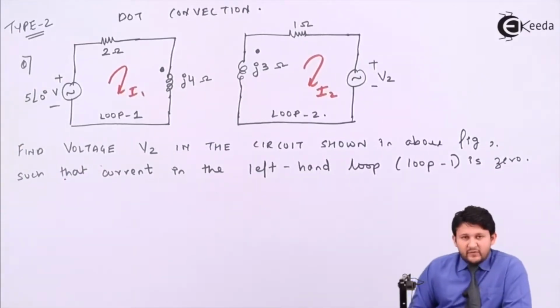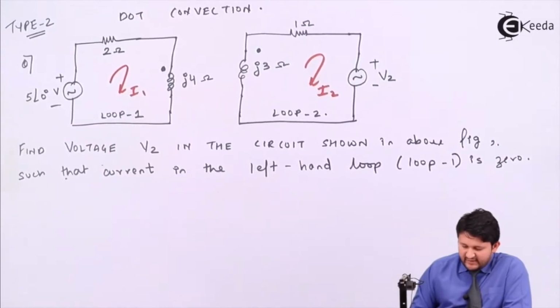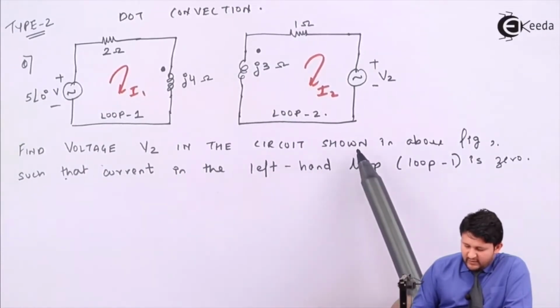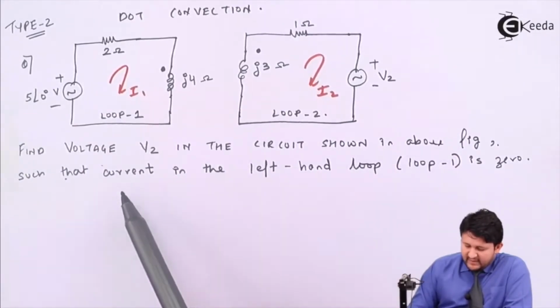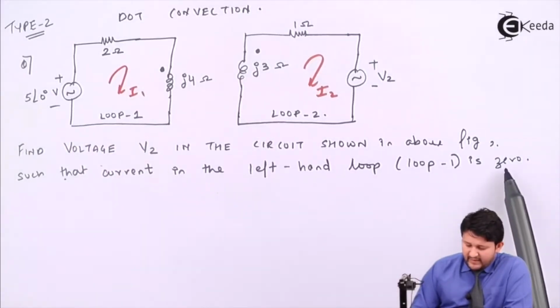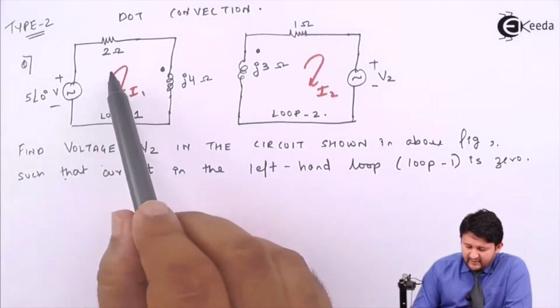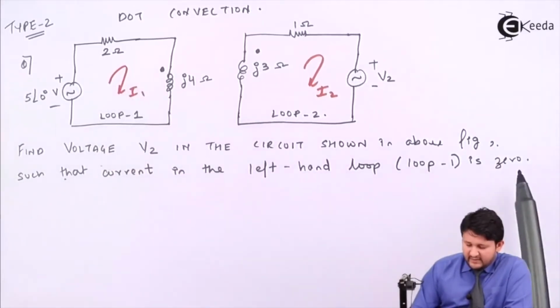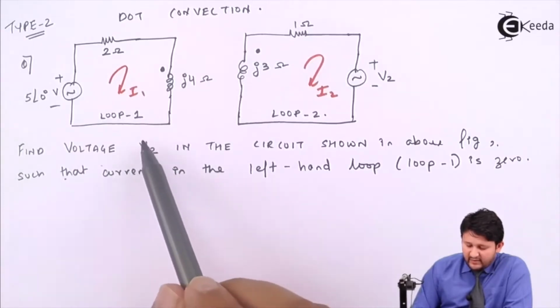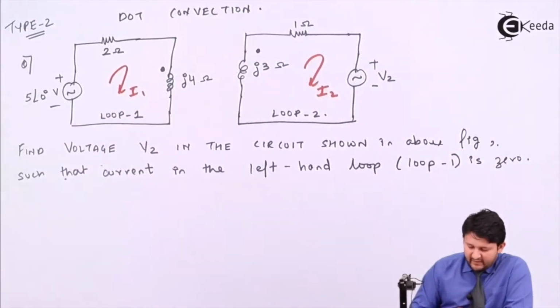Have a look at type 2 for dot convention. This is the circuit given to you. Find the voltage V2 in the circuit shown in the above figure such that the current in the left hand of the loop is 0. That means the current in the left hand is I1, so I1 is 0. By putting I1 as 0, I need to find the value for V2. So let's do it, my dear friend.